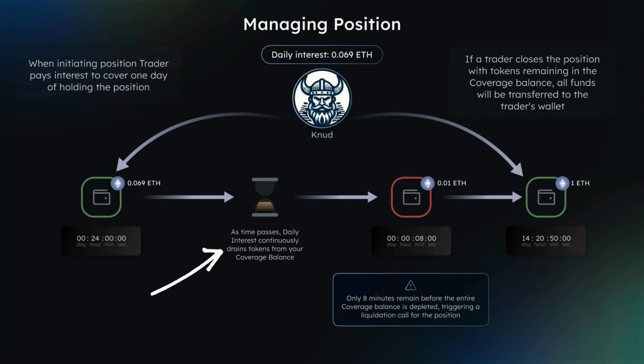This means everything he deposited will go to the liquidator and the liquidity provider. If a trader closes the position with tokens remaining in the coverage balance, all funds will be transferred to the trader's wallet. In this example, our trader has only 8 minutes left in his coverage balance. To keep the position open, he will need to top up the coverage balance. He uses 1 ETH to do it. Since his daily interest is much smaller, 1 ETH prolongs his coverage balance for more than 14 days.